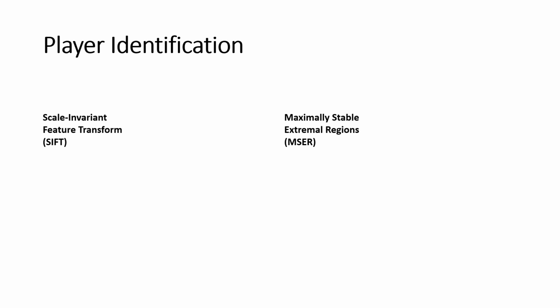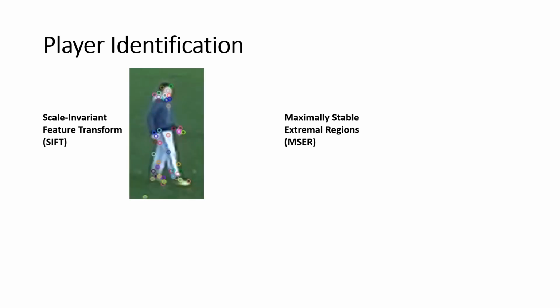The second component is player identification. For player identification, I'm using a combination of SIFT and MSCR feature descriptors. The SIFT algorithm detects and describes local features in images that are invariant to scale, rotation, illumination changes, and small viewpoint changes. This makes them a good selection for identifying sport players.